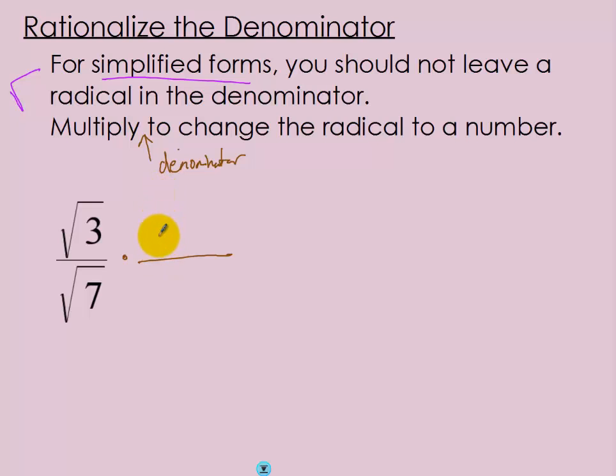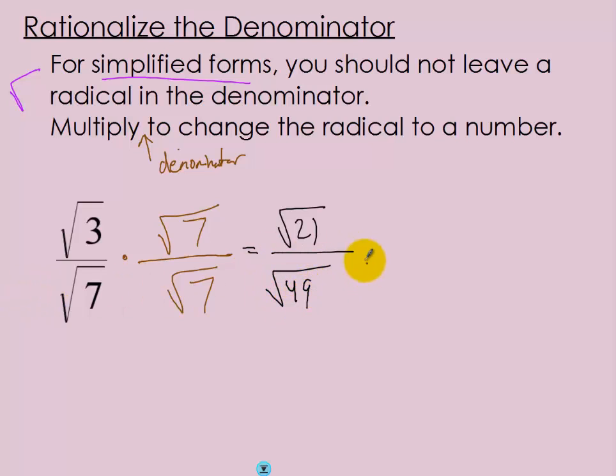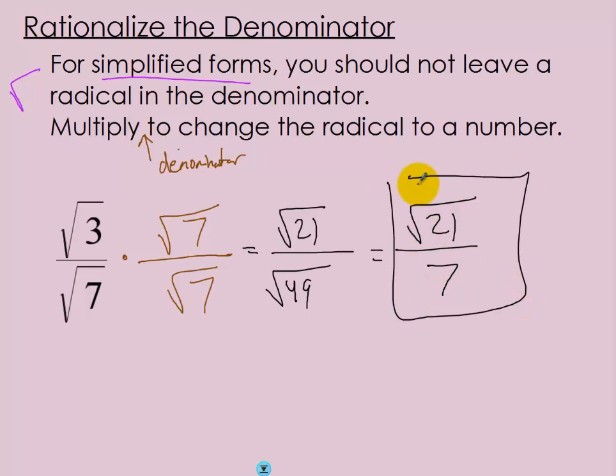So if I multiply it by square root of 7 over square root of 7, this is still 1 because it's equivalent to 1, same on top and bottom. But if I multiply across, I get square root of 3 times square root of 7 is square root of 21 on the top. And then on bottom I get 7 times 7, square root of 49, which simplifies to just 7 on the bottom and square root of 21 on top. This is our simplified form. The rationalized form now has no radical sign on the denominator. It's only in the top, and that's okay.